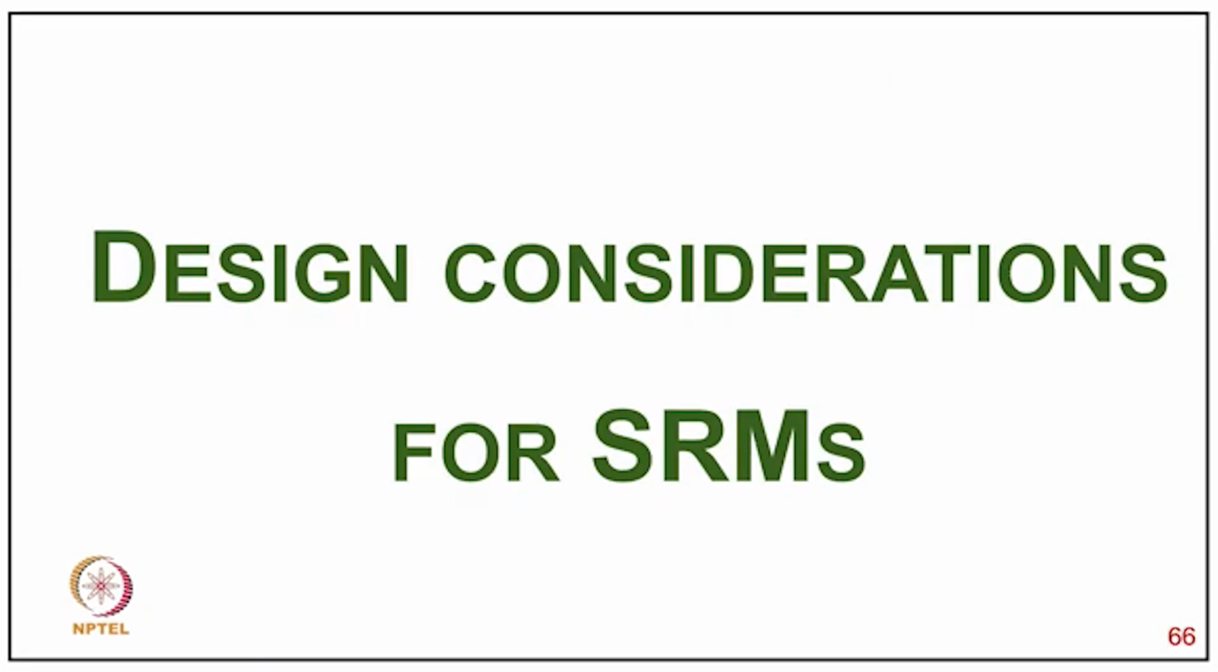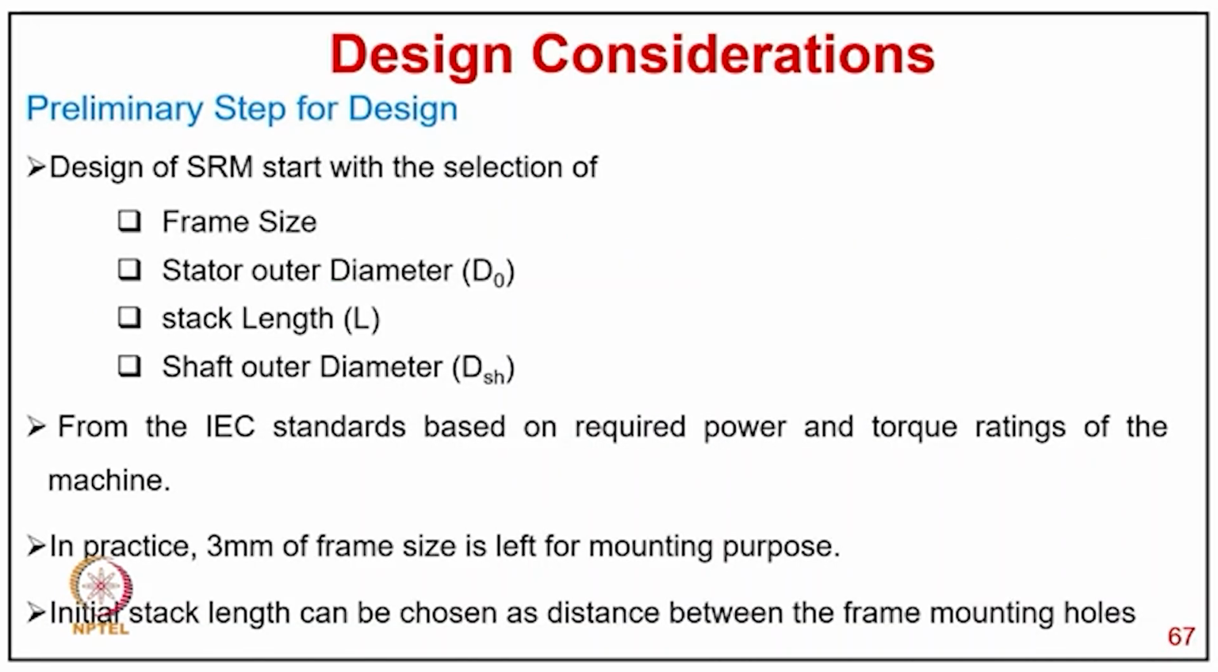Now coming to design considerations for switched reluctance motors. The preliminary steps for the design of an SRM start with the selection of frame size, stator outer diameter D0, stack length L, and shaft outside diameter DSH. So from the IEC standard, based on the required power and torque rating of the machine, in practice 3 mm of the frame size is left for mounting purposes, and the initial stack length can be chosen as the distance between the frame mounting holes.